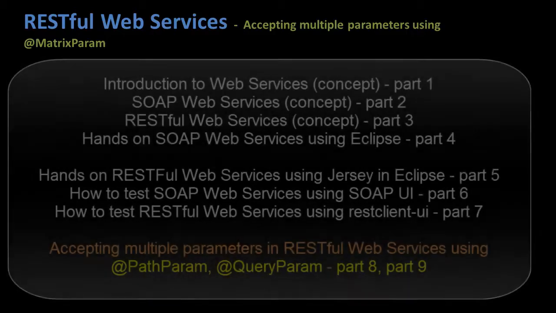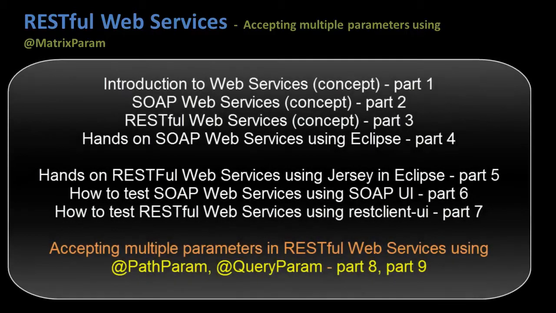In the earlier tutorials, we talked about how to make a function in a RESTful web service accept multiple parameters sent by the client in the HTTP URL as query parameters and path parameters. In this tutorial, we are going to talk about how a RESTful web service would accept multiple parameters sent by the client in the HTTP URL as matrix parameters.